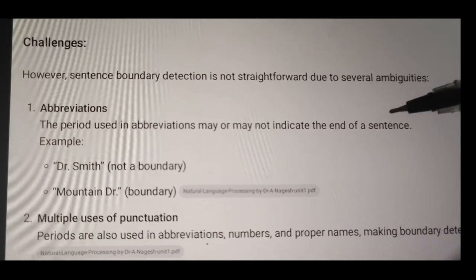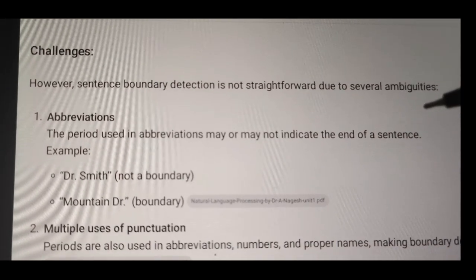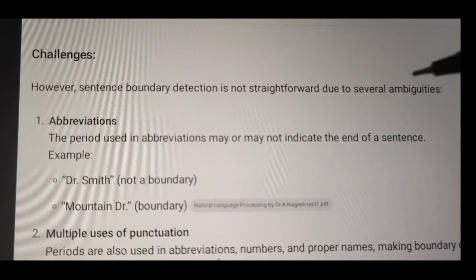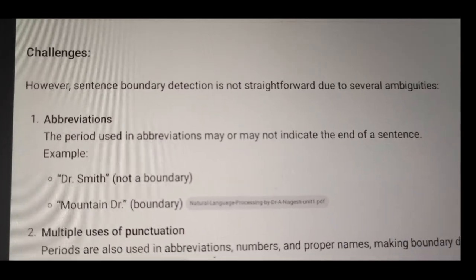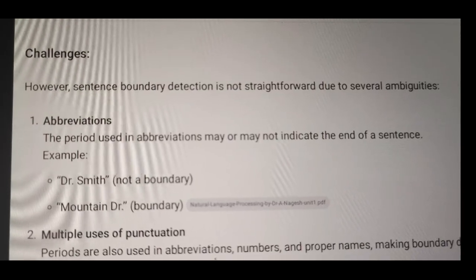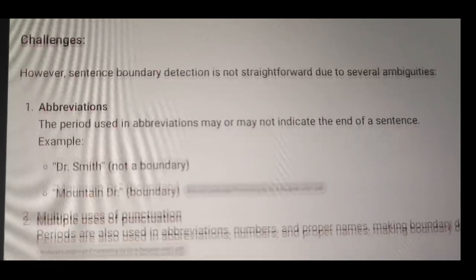The first one is abbreviations. See, if I say Dr. Smith or APJ Abdul Kalam, I have periods in it, but it is not the end of a sentence. So it is not a boundary. That is the first challenge that we face.